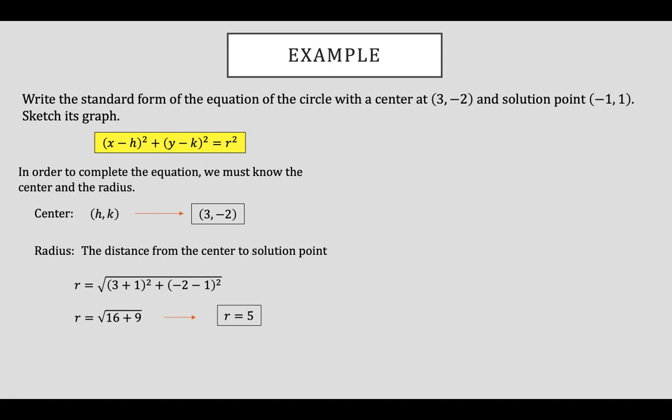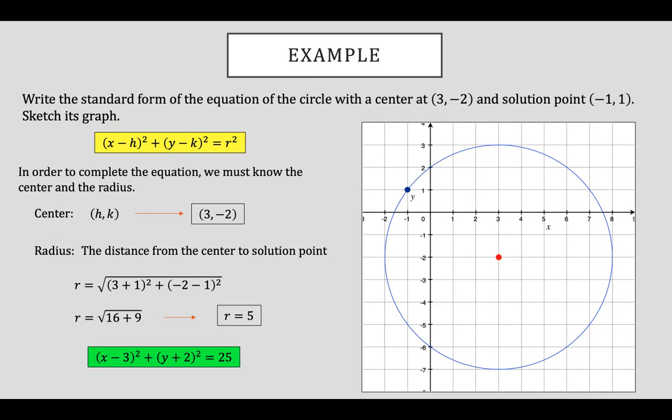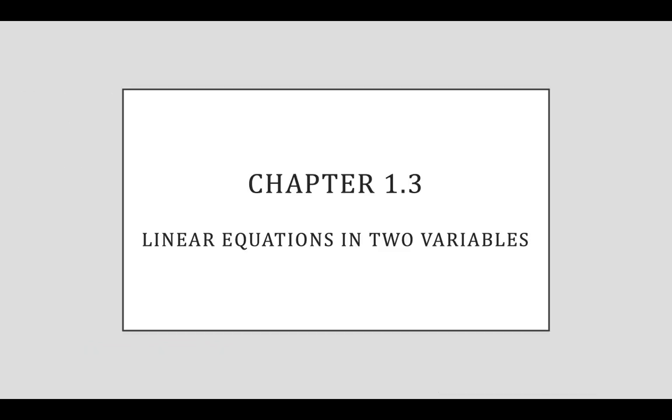Again, once we have the center and once we have the radius, we can go ahead and plug those values into our standard form. We end up with x minus 3 squared plus y plus 2 squared, that's subtracting a negative, becomes a positive, is equal to 25. To sketch the graph, we can plot our center and know that we are going to have to go 5 units right, 5 units up, 5 units left, and 5 units down from the center. All right, there you have it, chapter 1.2.